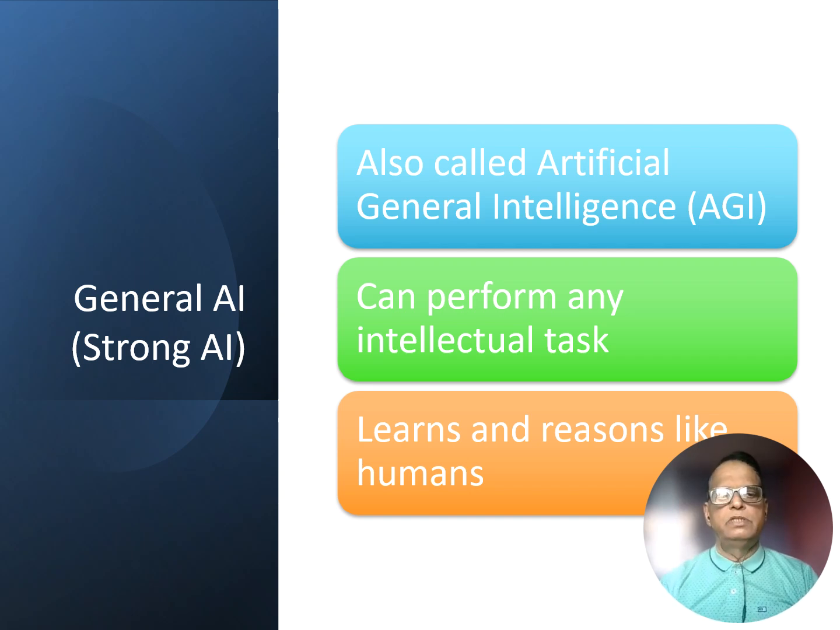There is a possibility that we can have a strong AI in the near future, called artificial general intelligence, or AGI. This AI can perform any intellectual task just like humans. It will learn and reason like humans. So there is a possibility that in future we can have a strong AI or AGI.